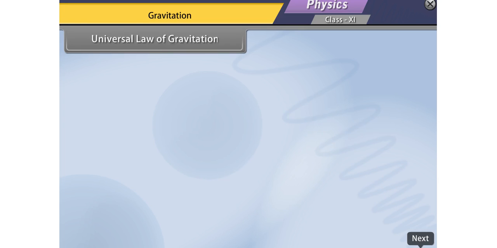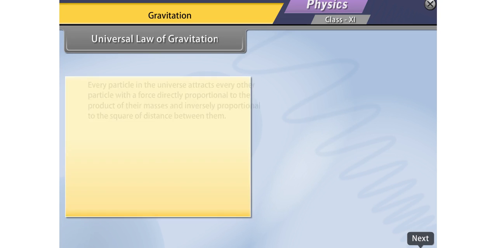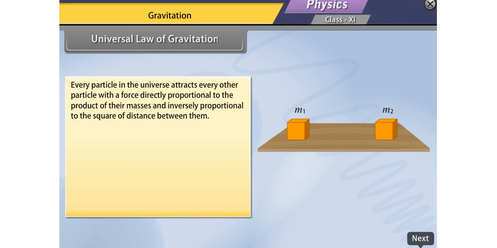Universal Law of Gravitation. According to Newton's law of gravitation, every particle in the universe attracts every other particle with a force directly proportional to the product of their masses and inversely proportional to the square of distance between them. The direction of this force is along the line joining the two particles.